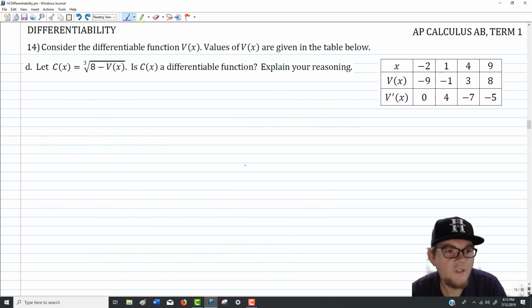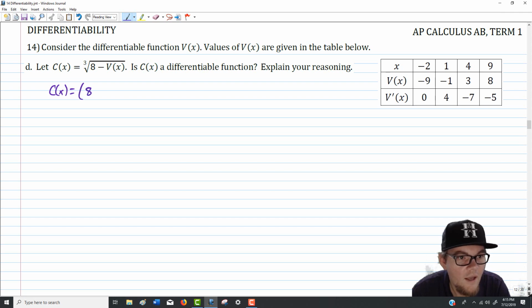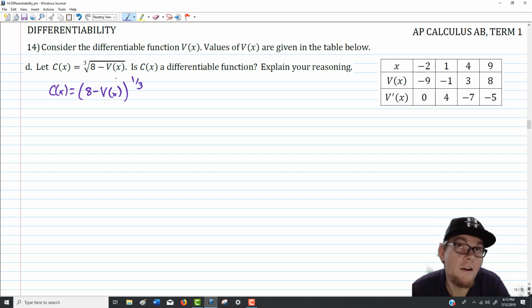Okay, that brings us to 14D. So 14D starts by stating a new function. Let c of x equal the cube root of 8 minus v of x. And for the sake of time, I'm just going to go ahead and rewrite that as (8 minus v of x) to the 1/3 power, just in case I might have to differentiate it or something. I don't know what's going to happen, so I'm going to start there.